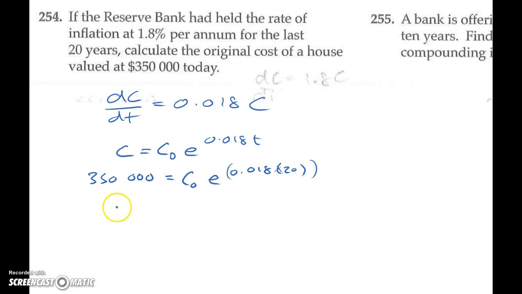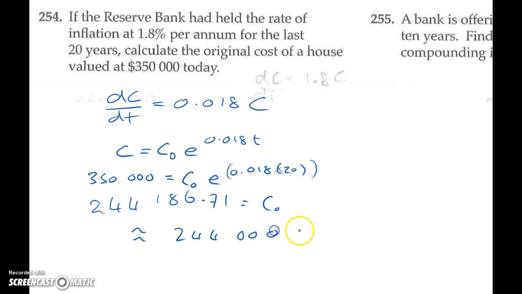So that here seems to me that it's going to be 244. It's house prices, so we're probably going to go, it's 186 and 71 cents is equal to C0. So we could probably say that's approximately equal to 244,000 was the original cost. If only that worked. So anyway, I hope that made sense there.